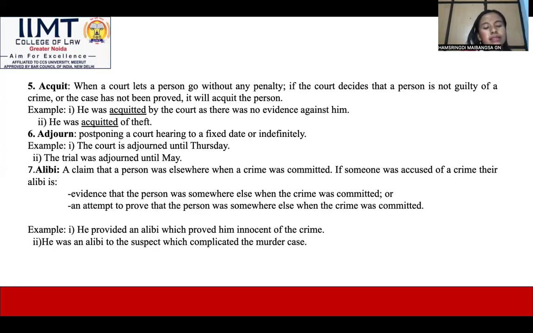Here in the sentence, we can see he provided an alibi which proved him innocent of the crime. And the next sentence is he was an alibi to the suspect, which complicated the murder case. So, since alibi is a noun, here in both the sentences, they have been used the way it is. They did not change their form.